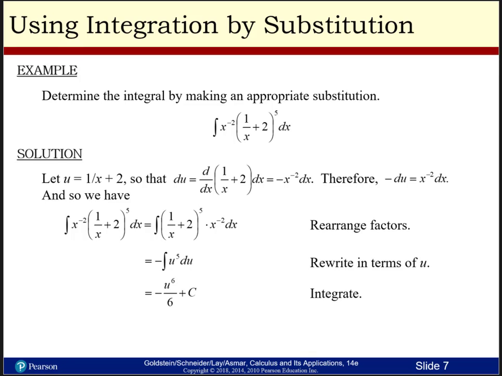And when I get finished, oh, they do want me to finish this one. Okay, so I forgot that I finished this one. So that ends up being negative 1 over x plus 2 raised to the 6, all over 6, plus c. All right. And that is all we have for this particular section.